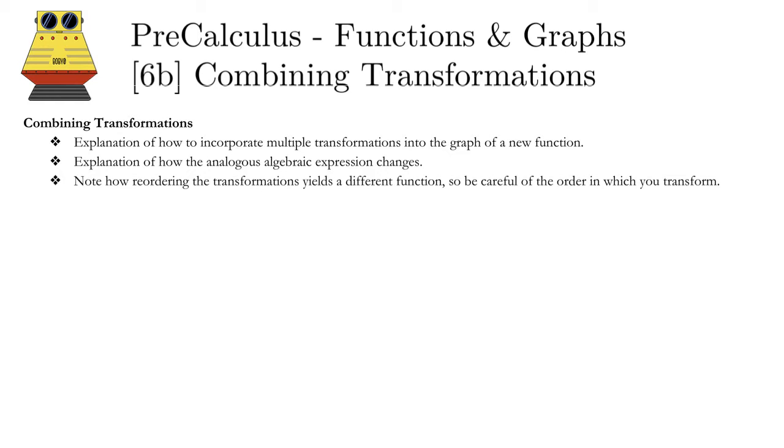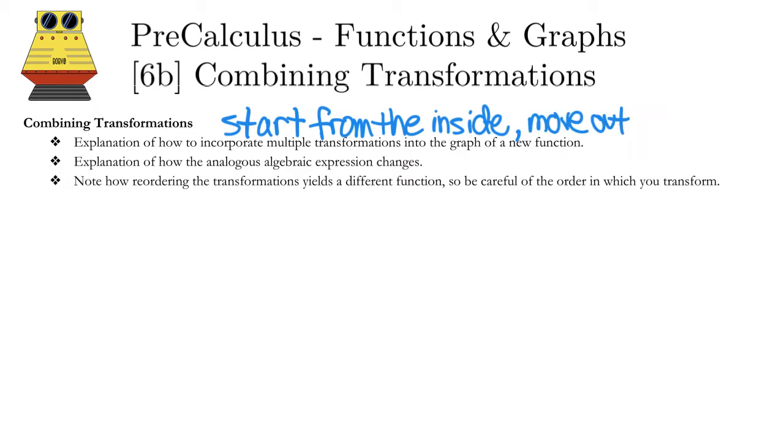When there are multiple transformations that we're performing on a function, we start from the inside and move out. What I mean by that is the transformation that's closest to x is what we do first. Usually that's a horizontal translation, stretch, or shrink. After we finish the first set of examples, we'll circle back to this idea.